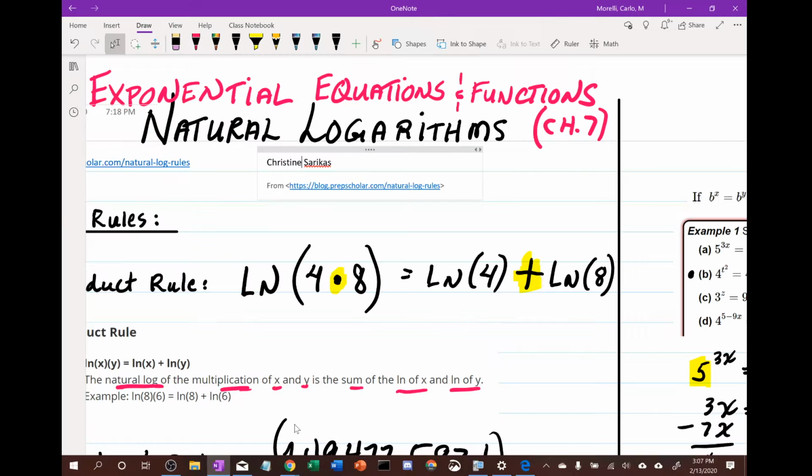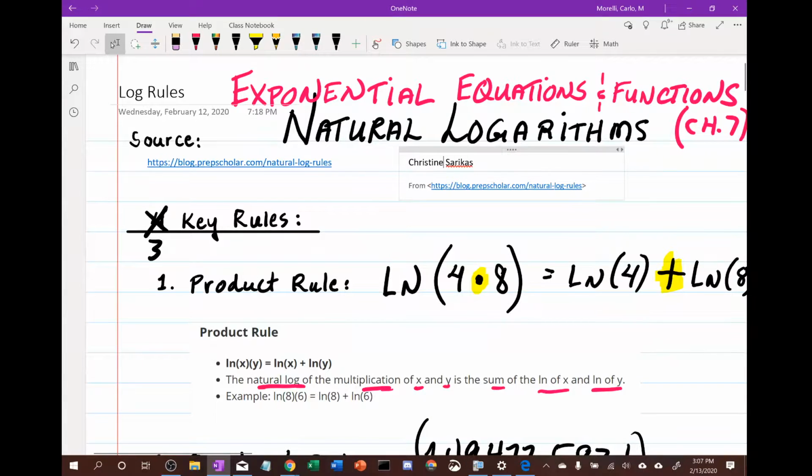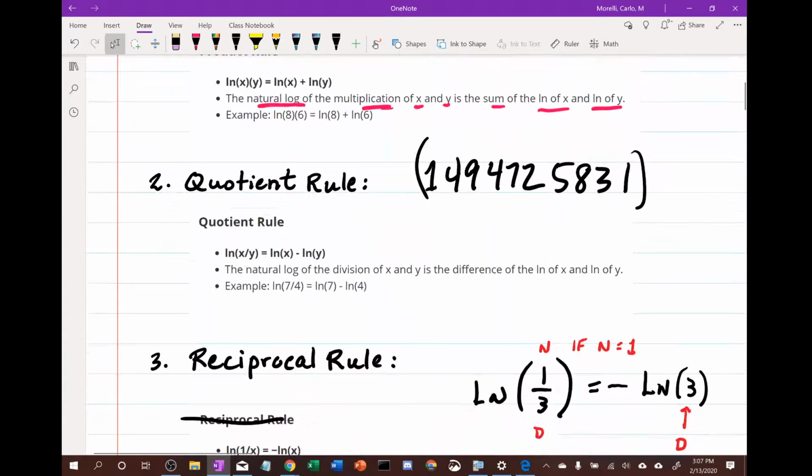Okay. So that's the product rule. We're 1 down, 2 to go. Guys, the quotient rule is just as easy, and ignore that case number from Microsoft. That's obviously irrelevant.